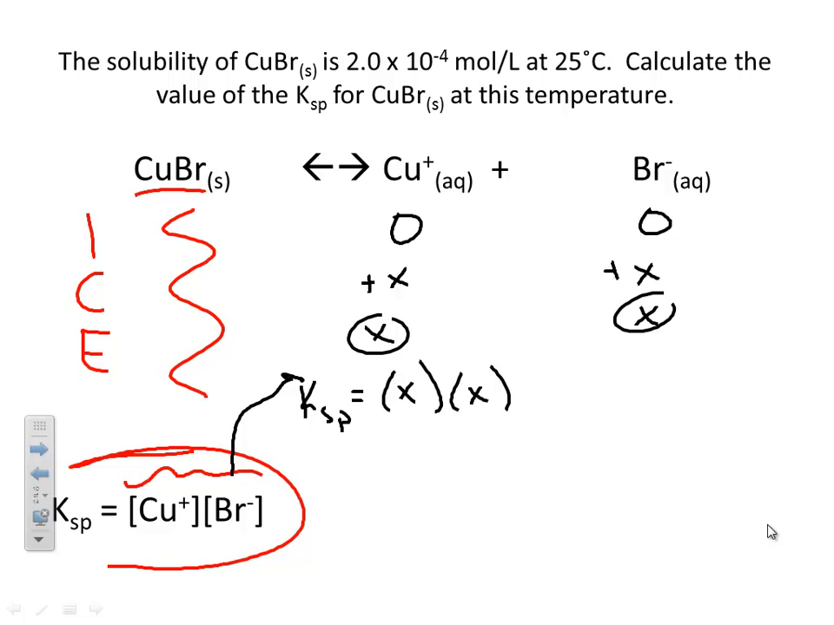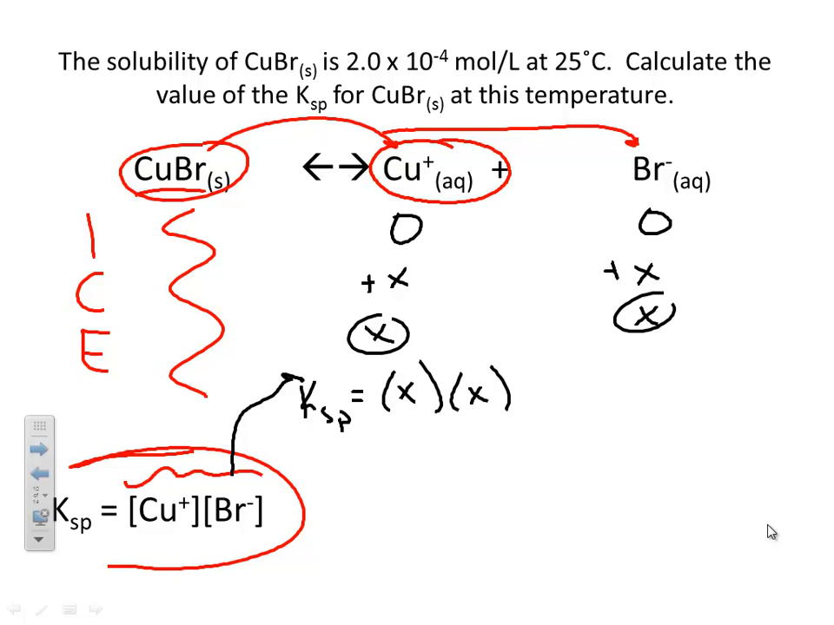Now if we look back up at the problem, it tells us that the solubility of CuBr is 2.0 times 10 to the minus 4th moles per liter. You can see that there is a 1-to-1 ratio between that reactant and that reactant, which tells us that for 2.0 times 10 to the minus 4th moles of copper bromide, we're going to make 2.0 times 10 to the minus 4th moles of copper and 2.0 times 10 to the minus 4th moles of bromine ions.